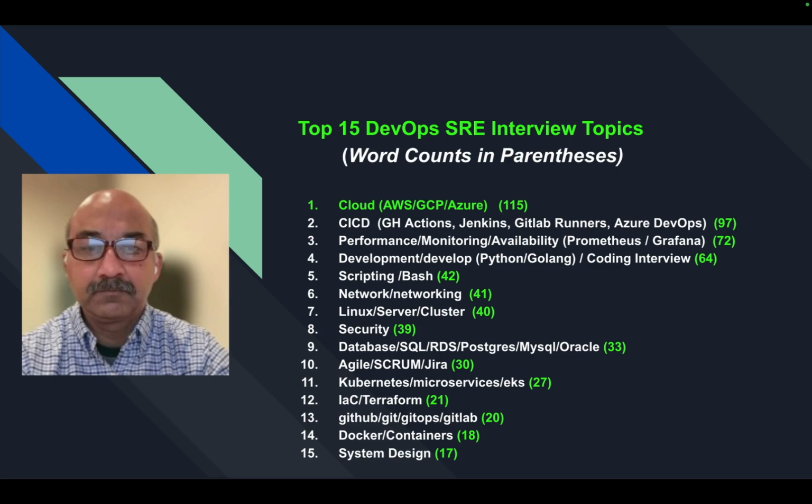As you know, I did some research and I came up with 15 most important topics for DevOps and SRE interviews. Here's the list. The numbers on the right, inside the parentheses, are how many times these words came up out of 35 job descriptions in LinkedIn. So as you can see, cloud is like number one, and system design is number 15. Focus more on the top topics, please. Those are more important than the ones at the bottom, but there are some variations there where I find the data is not representative of what I see in real life.